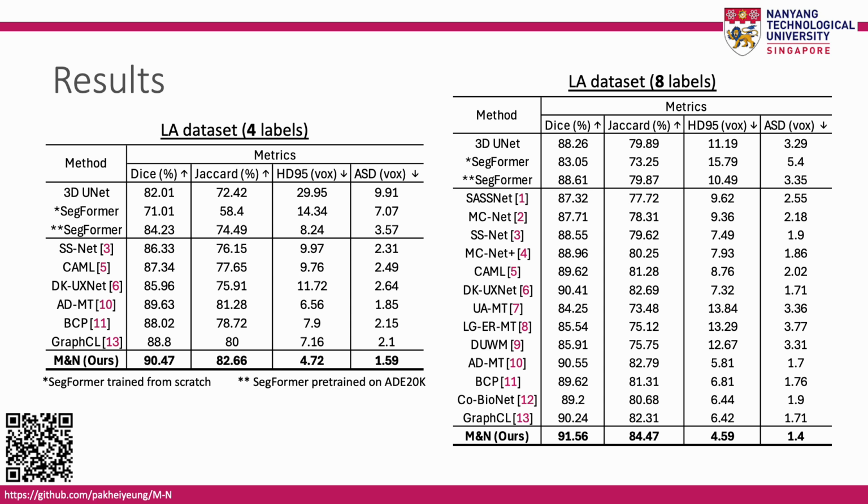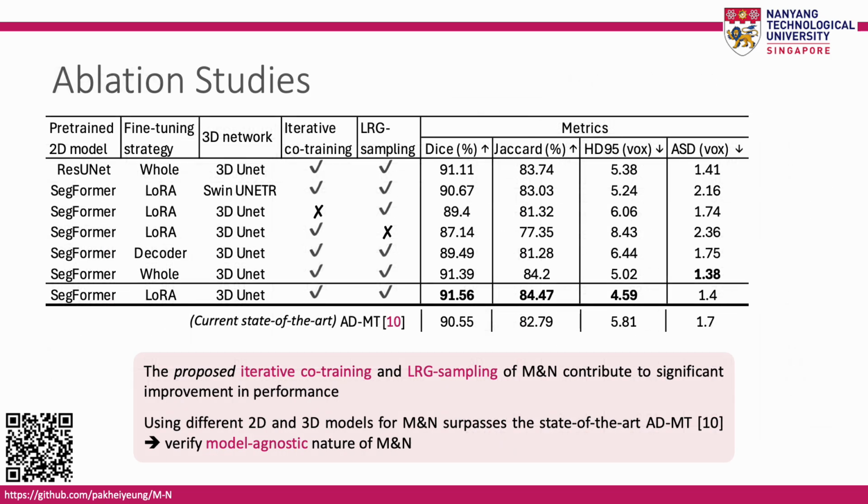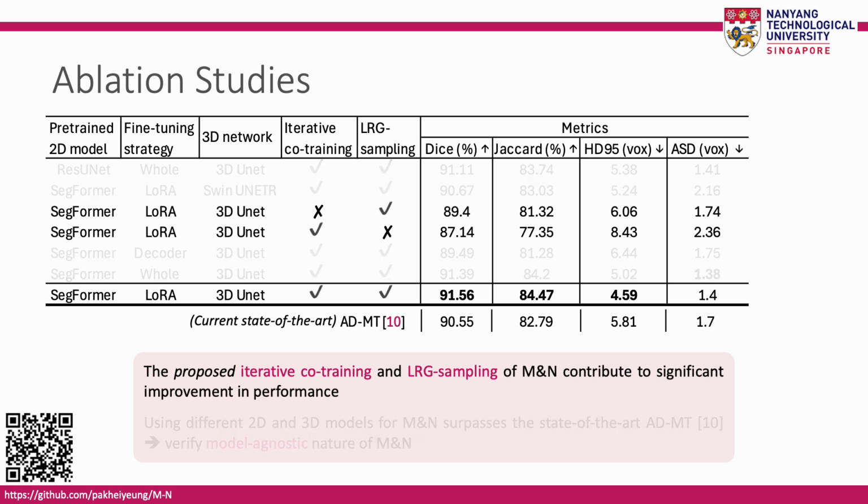On the MICCAI LA dataset, using 4 and 8 labeled training data, similar results were obtained. Our proposed M&N outperforms all other methods under different settings. And finally, we conducted detailed ablation experiments. First, we replaced our proposed iterative co-training with fixed pseudo-label training and the LRG sampling with uniform sampling. A drop in performance is observed, which validates the value of these two proposed components.